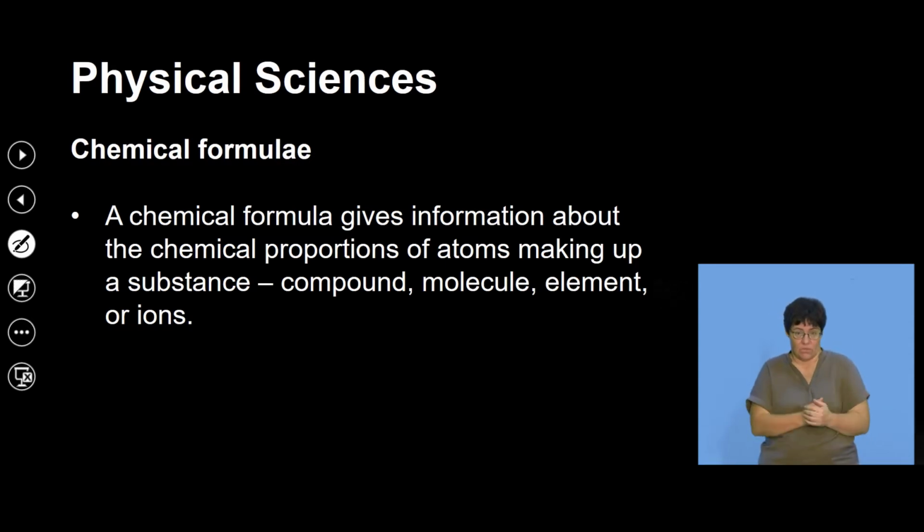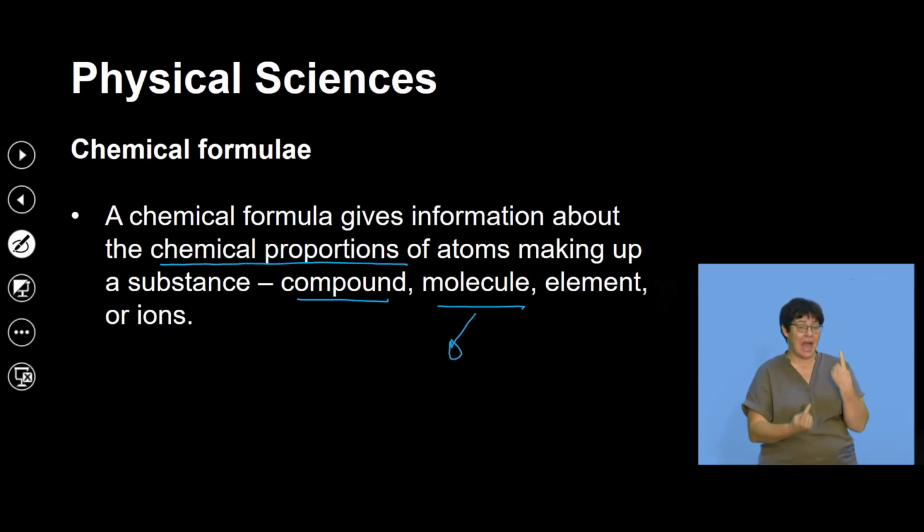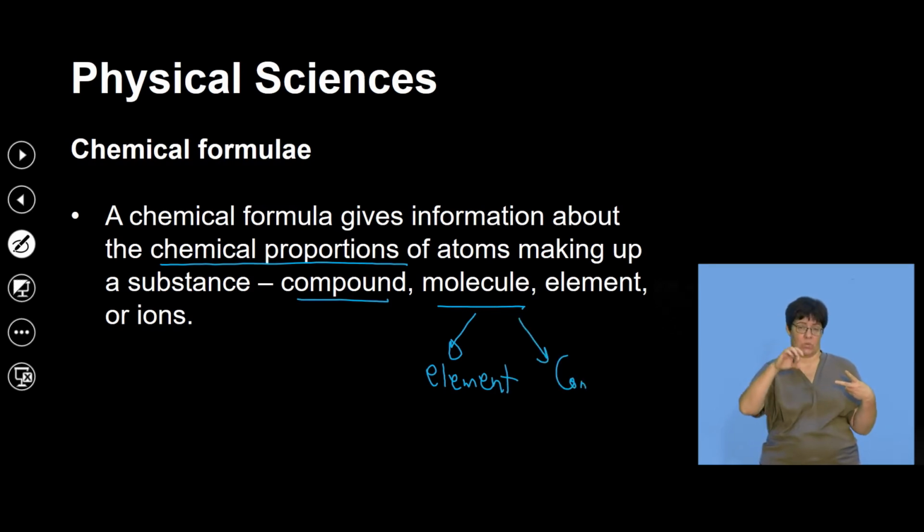So a chemical formula, what does it tell us? It gives us information about the chemical proportions of atoms making up a substance. A substance could be a compound, which consists of two or more elements that are chemically bonded. It could be a molecule of an element or a compound. So a molecule could either be an element, or it could be a compound, right?